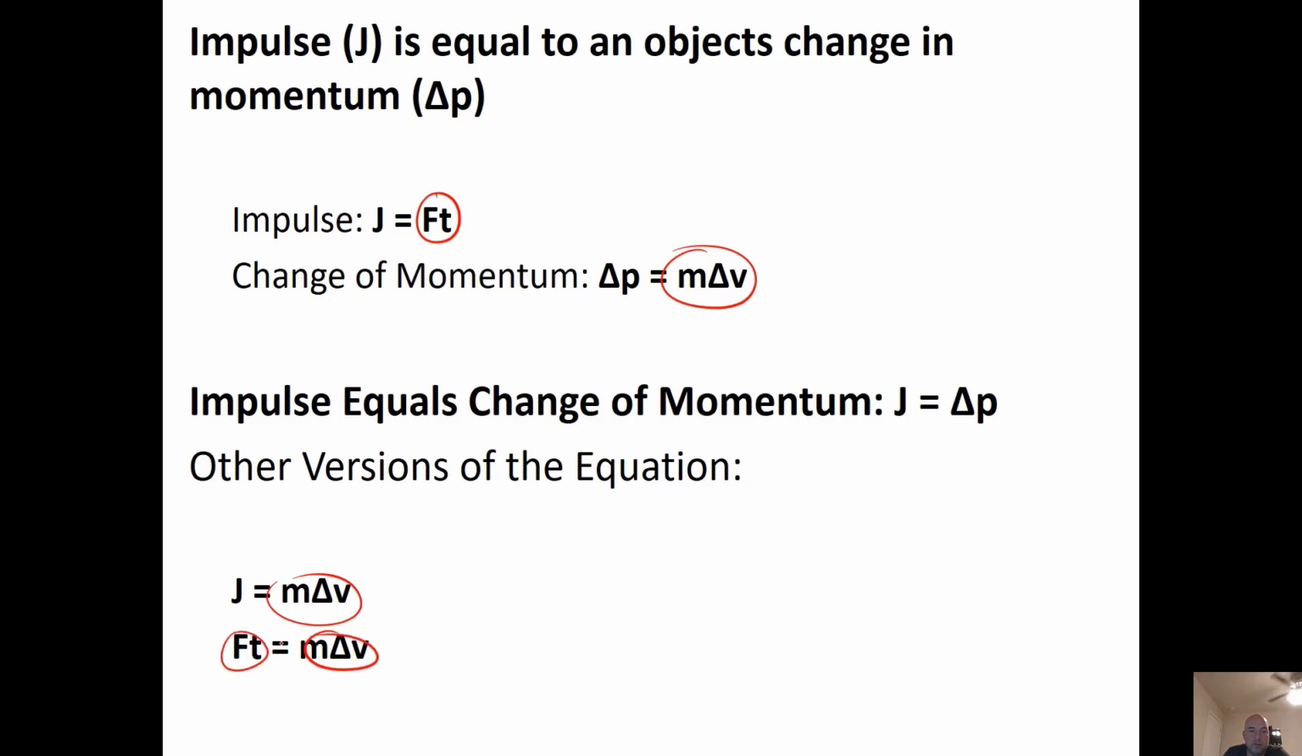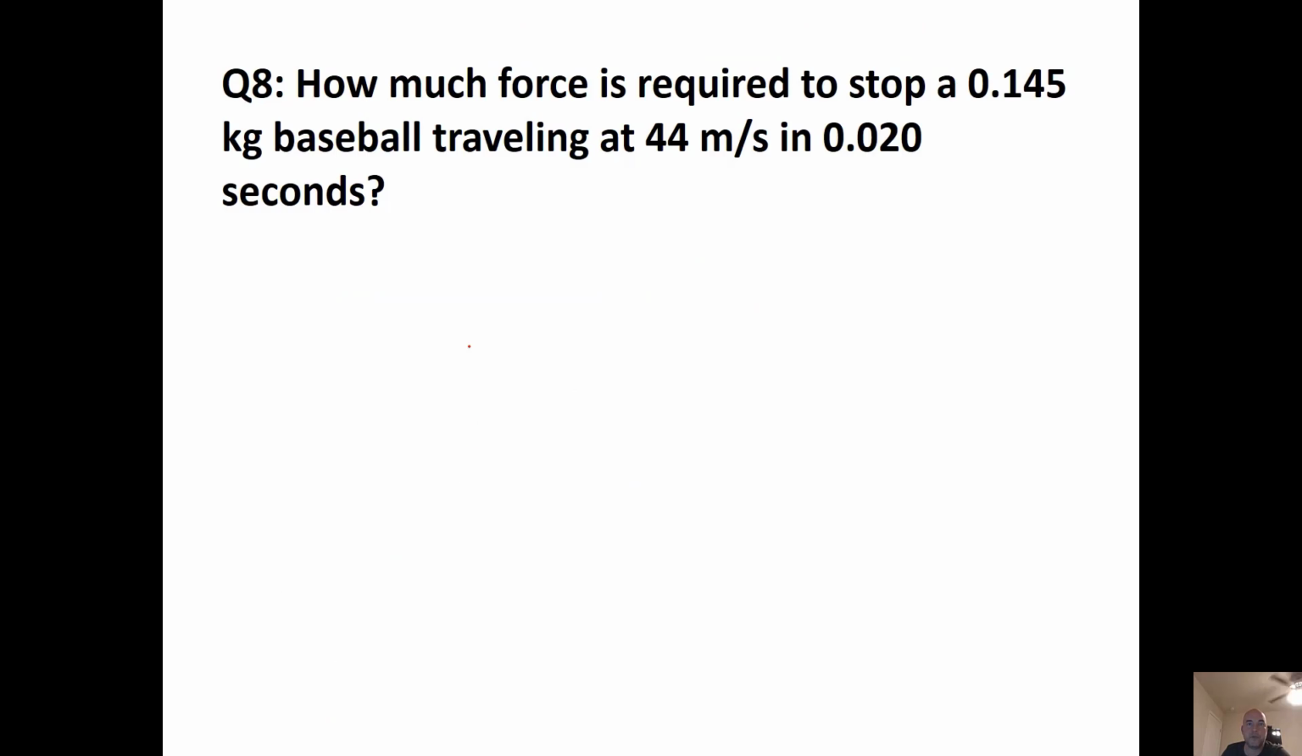Here, this is just the same version, but we're going to expand J into Ft, which makes up J. So we're going to have a bunch of different versions depending on the information we're given. And if we're given final and initial velocities, we're going to want to expand that out even more into final and initial velocities right here.